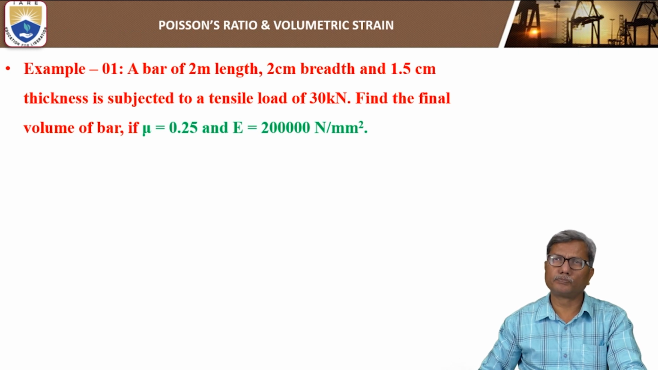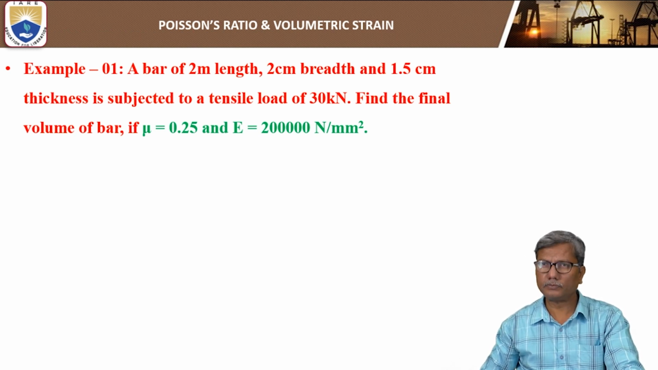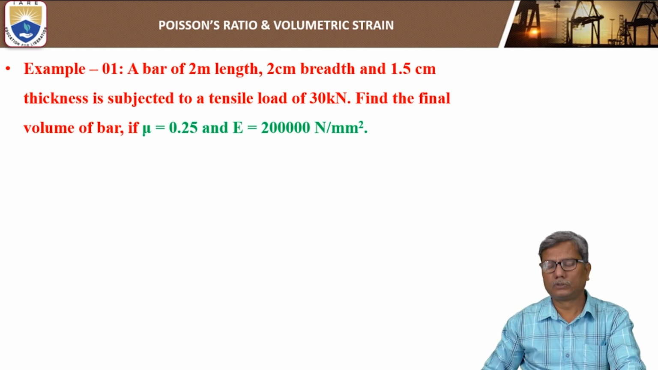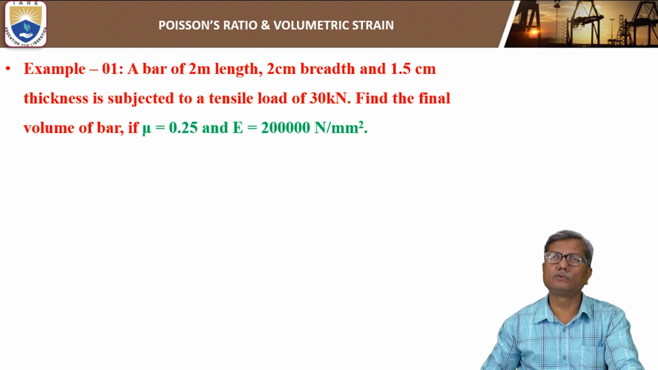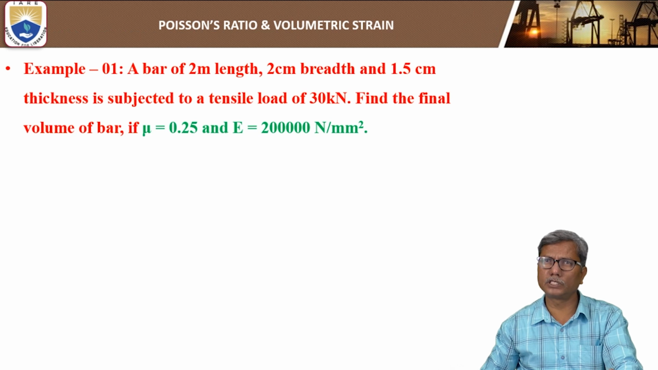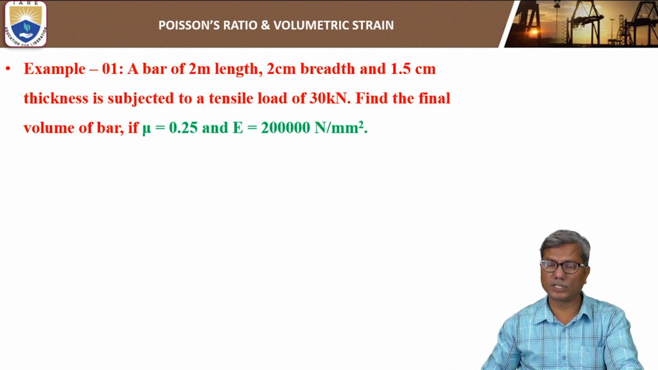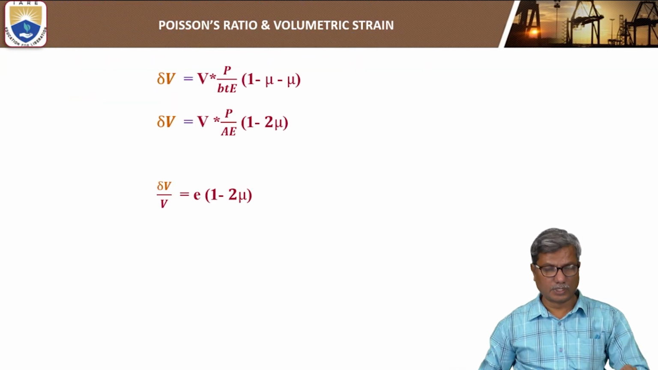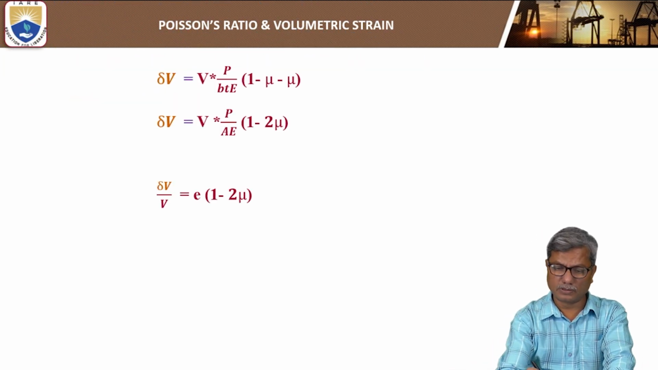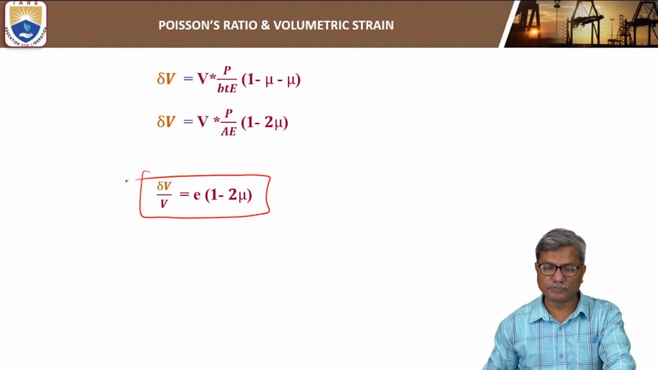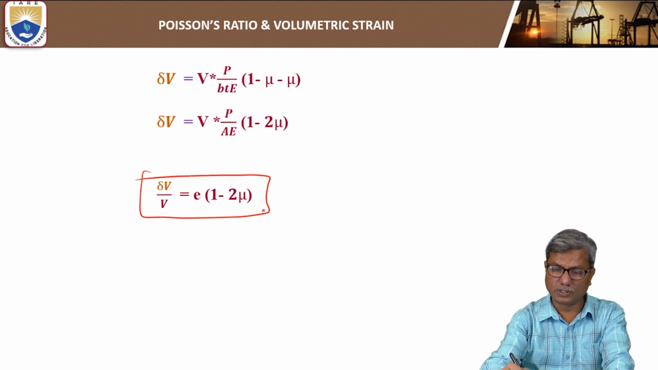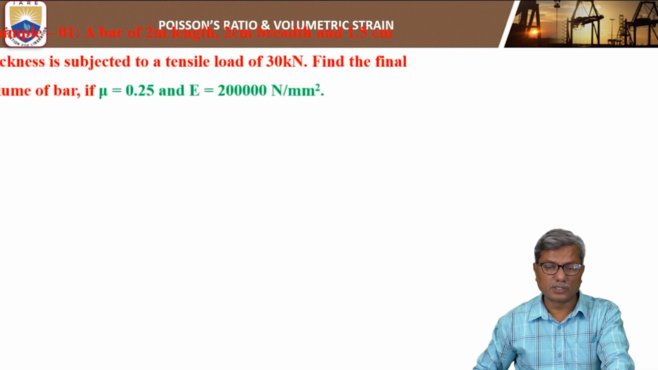So the final volume V1. You know the volumetric strain delta V by V, which is given as e into 1 minus 2 mu. Once you know the volumetric strain, you can find the change in volume and hence the final volume, because the initial volume is known, LBT. Is this clear? So the ratio of change in volume to initial volume is the volumetric strain.